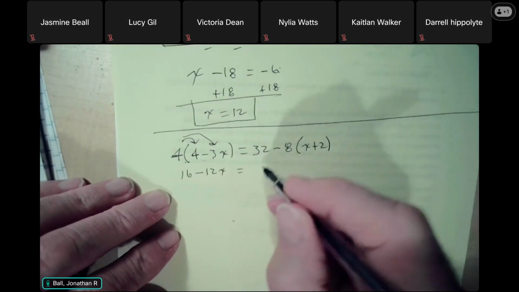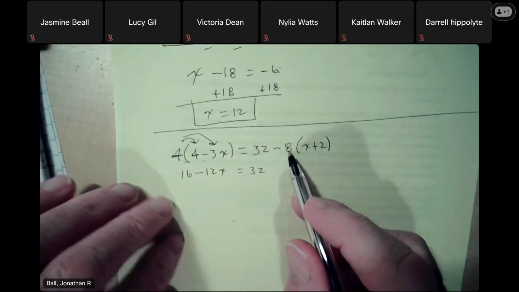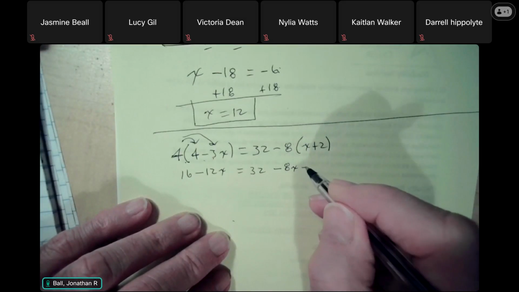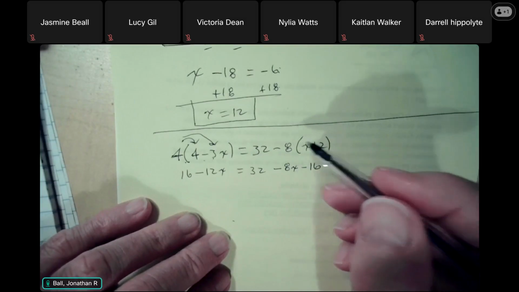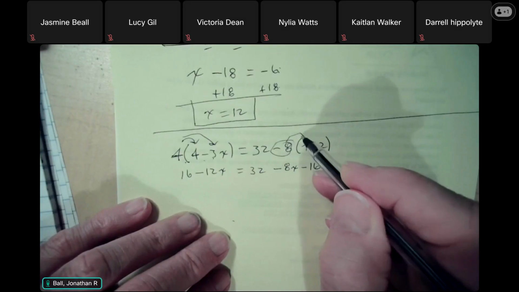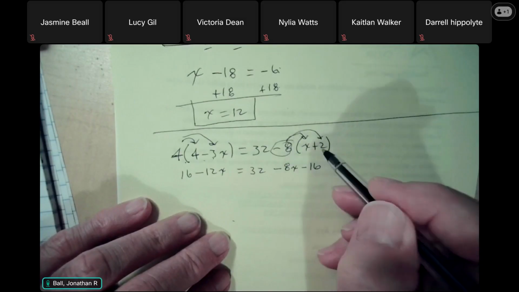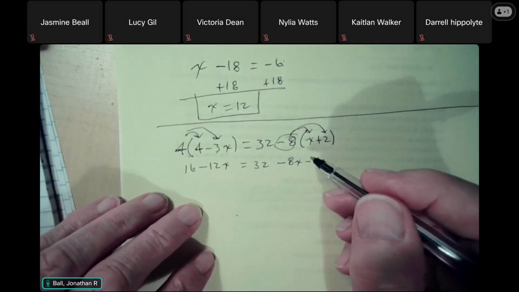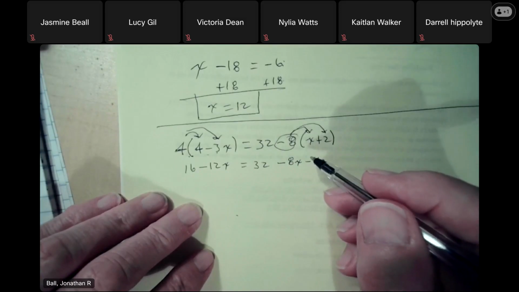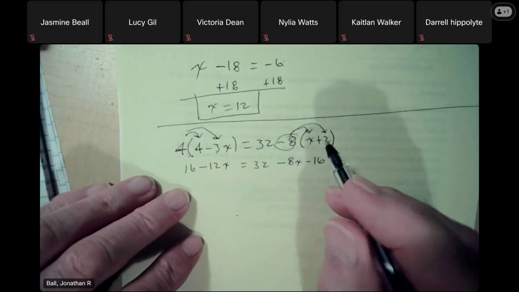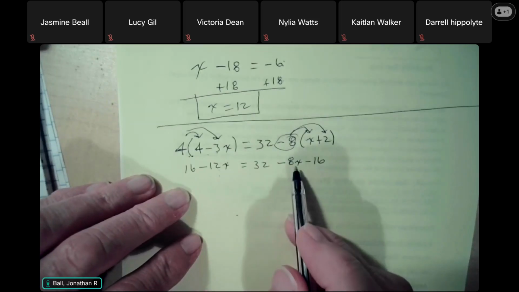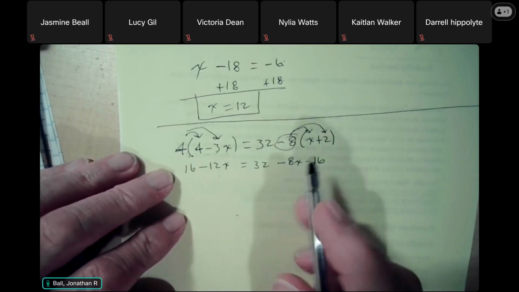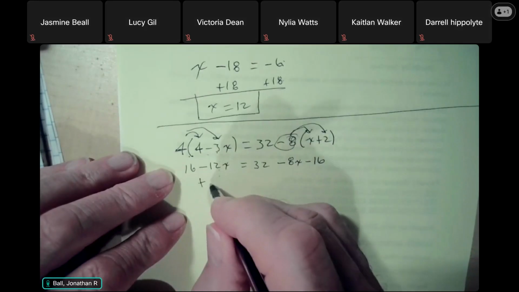Now we distribute the negative 8 over everything inside here. Negative 8x minus 16; negative 8 times 2 is a negative 16. Now, move the variables first. What we really want to do here is move the 12x over here, because that's actually the smaller number. Negative 12 is smaller than negative 8. But you can do it the other way too.